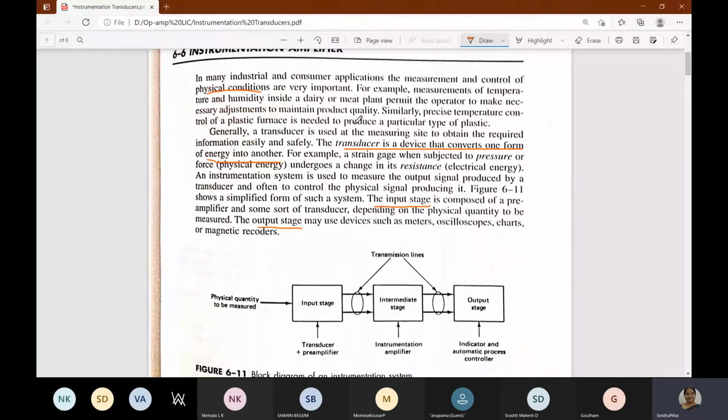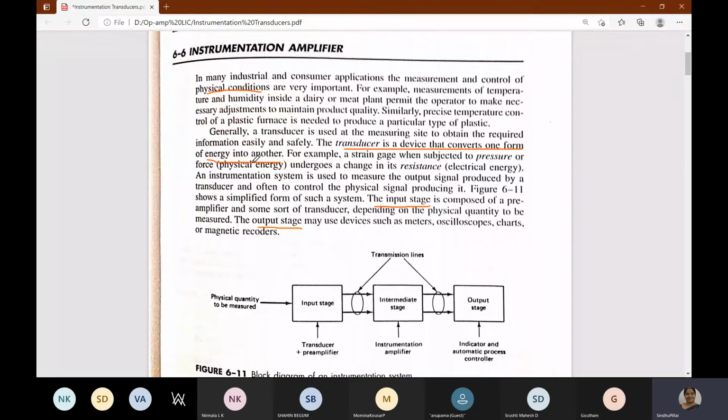So the important device here is the transducer, which converts one form of energy to another. There are many types of transducers. We have thermistors, thermocouple, RTD, strain gauge, LVDT, many types of transducers. Take the strain gauge as one example. A change of pressure, that is the physical quantity, is converted into a change in resistance. So if you measure the resistance, it will be directly proportional to pressure.